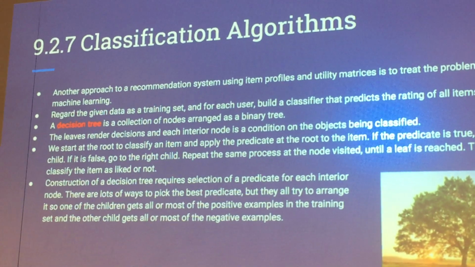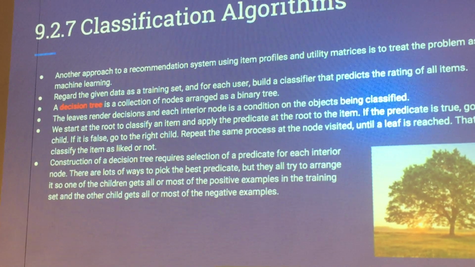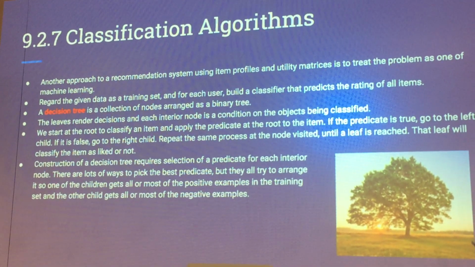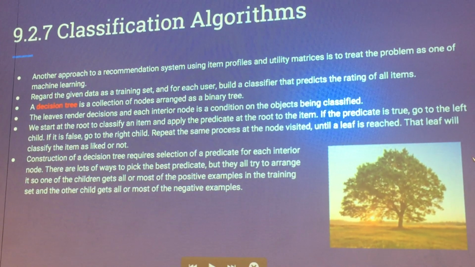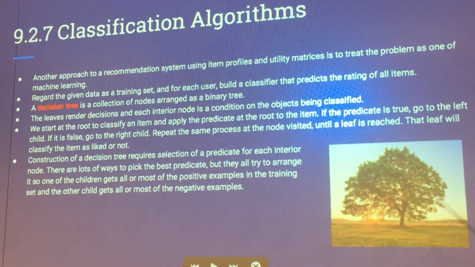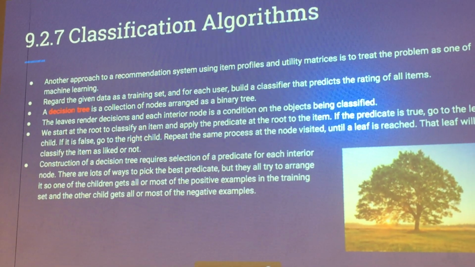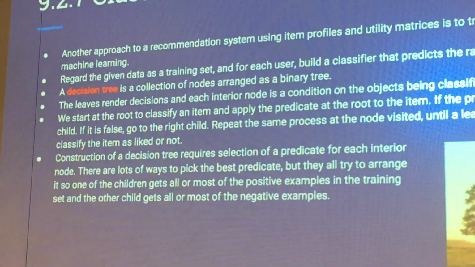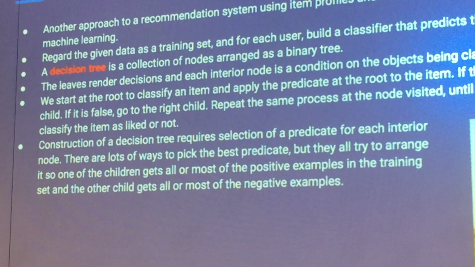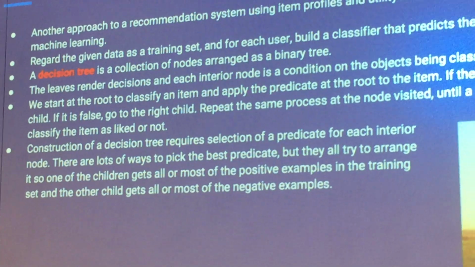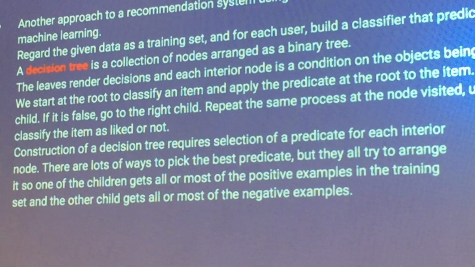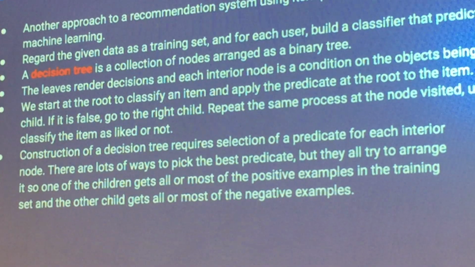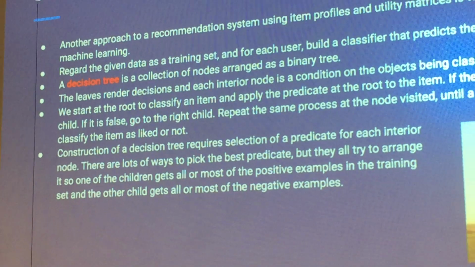So you basically start at the root of the tree, where you classify the item and apply the predicate at the root. If it's true, you go to the left child, and if it's false, you go to the right one, and you repeat it for each node until you reach a leaf. And that leaf will classify the item as liked or not. Building this tree requires a predicate for each interior node, and there are several ways to pick the best predicate, but they all try to arrange it so that one of the child nodes gets most of the positive examples, and another child gets the negative examples, so that it's more balanced.